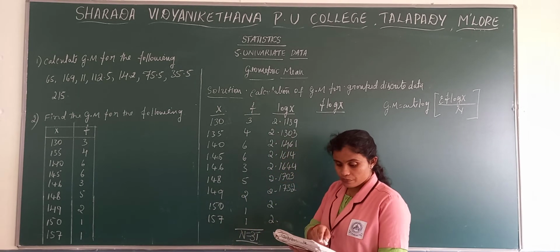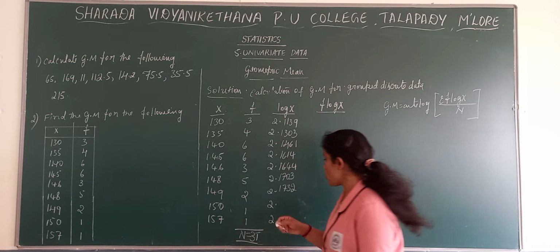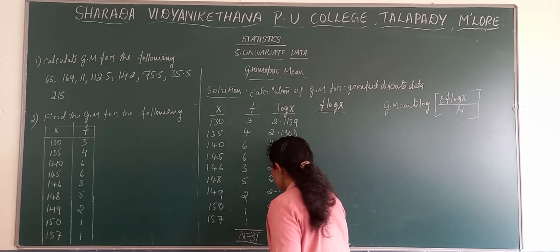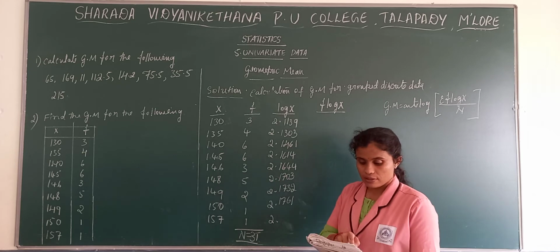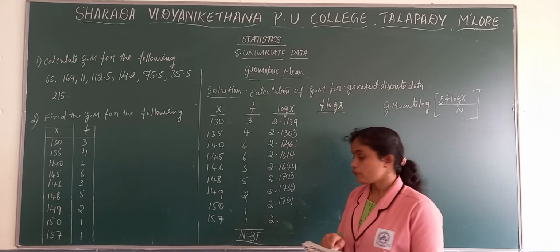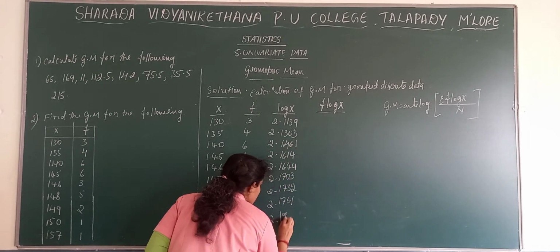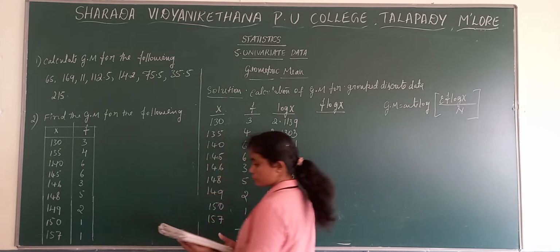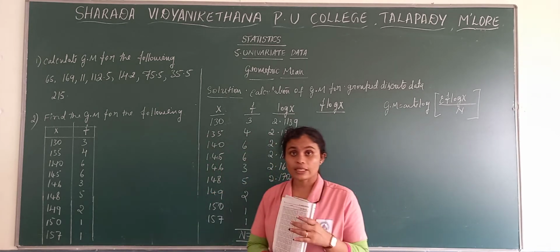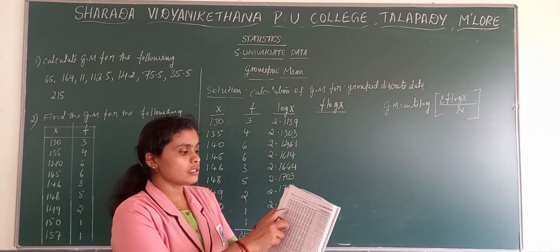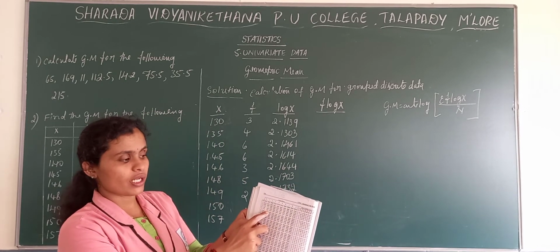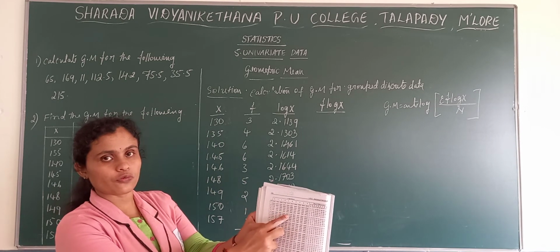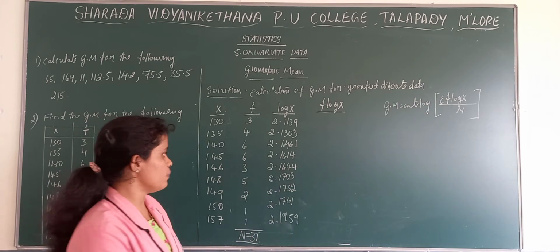150, 1761. 157, 1959. Here if you check 152, 151, 150, 151, 152, 153. Check your log table here.